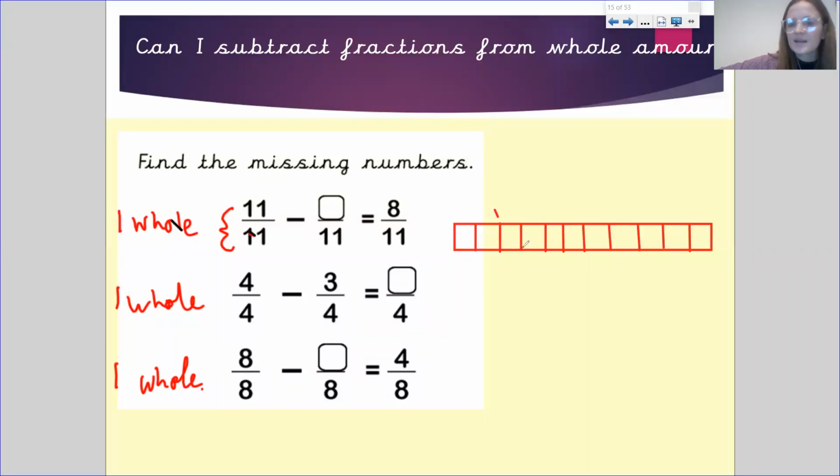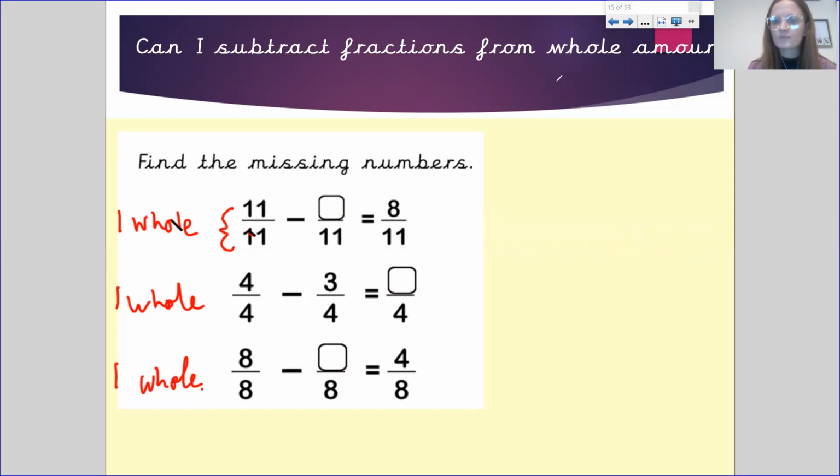So if you can imagine that 11 11ths is the whole thing, and we are left with 8 11ths. So if we count 1, 2, 3, 4, 5, 6, 7, 8, how many have we taken away to get 8 11ths? We have taken away 3. So pause the video now and complete the next 2 questions. And make sure to use a bar chart when you are working this out, just to show your working.